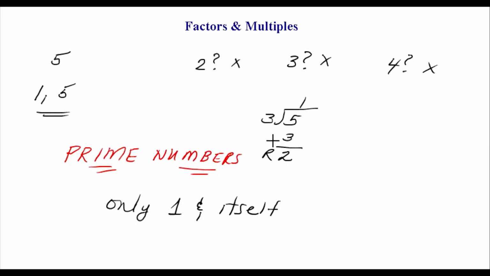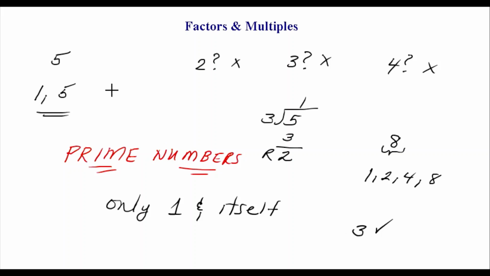Okay? So earlier we did 8. It had 1, 2, 4, and 8 as factors. Is this a prime number? No, it's not. Because a prime number has only 2 factors, 1 and itself. In this case, it would have had to be just 1 and 8. Okay? Try it out. 3 happens to be a prime number. You should check it, find the factors. You will find that it's just 1 and itself.